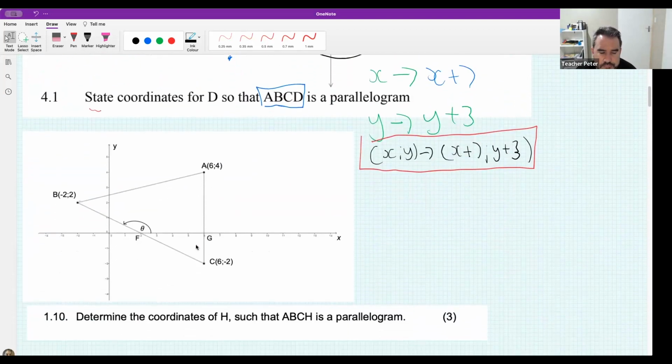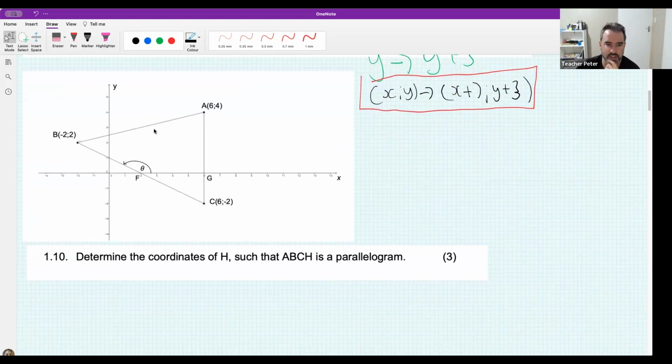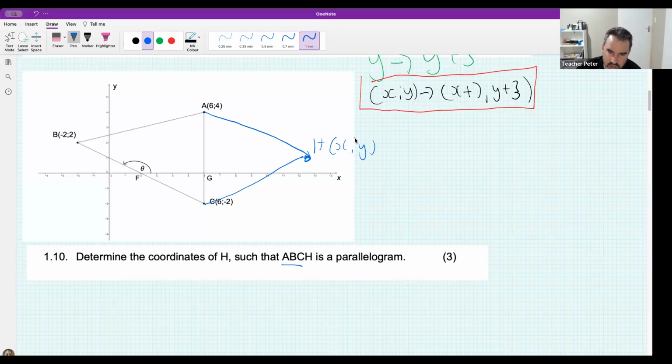Let's try this one. I'll give you a few hints, but mostly you're going to fly solo. It says A, B, C, so that's A, B, C, H. H is going to have to be probably somewhere. If I look at the angle of that line, if you look at how flat it is, this is also going to have to be quite flat wherever it ends up. And I'm going to say I don't know what the point H is, so I'm going to make it (x, y).